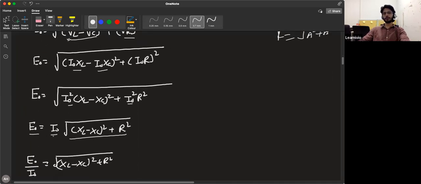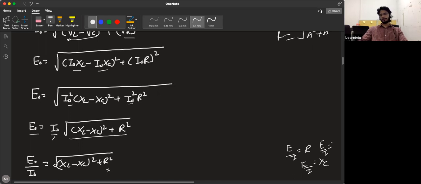Next, what we can do is take this I naught here. It's E naught by I naught, which is root over XL minus XC square plus R square. Now we have to identify this term. See, if I use Ohm's law, what is EMF divided by current? It's resistance. If I have a resistor, EMF by current is resistance. If I have a circuit having capacitor only, then what is E by I? Akshay? Voltage by current. XC, not C, XC, capacitive reactance. If I have a circuit having inductor only, then what is E by I?